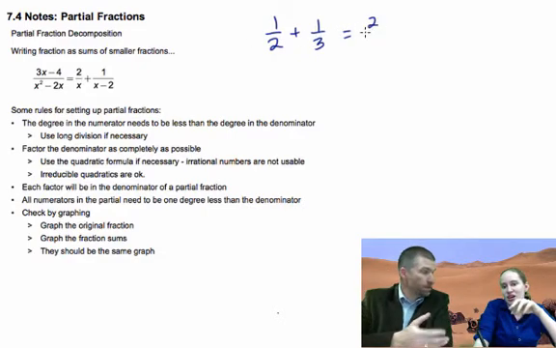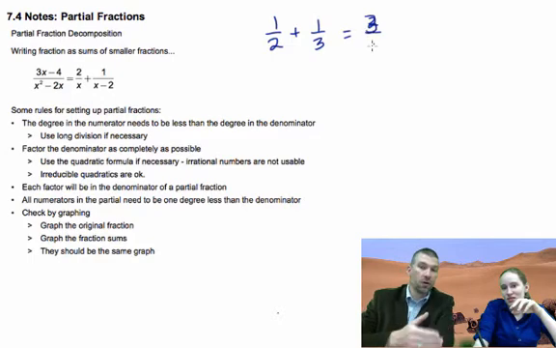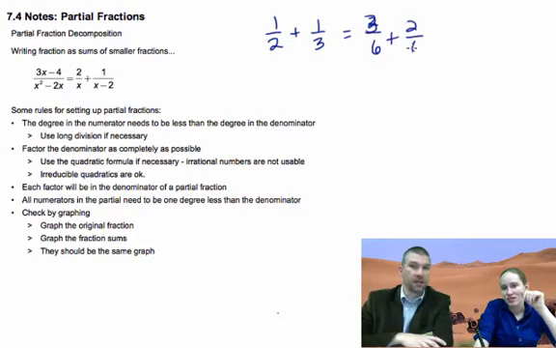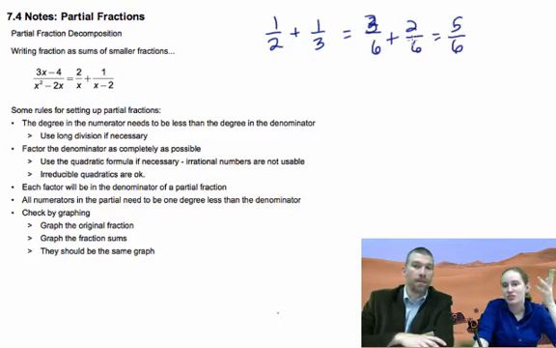Add them up. So that would be 3 over 6 plus 2 over 6, and then you get 5 over 6. You just combine those fractions. Well, when you do it with algebra and more complicated things, even with x's on the bottom, we can still get a common denominator and add them together. But what if we have a fraction and we want to split it up into smaller fractions?